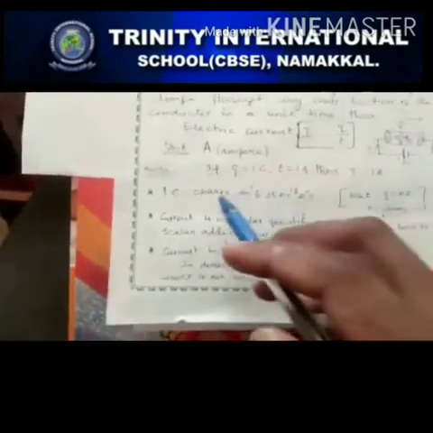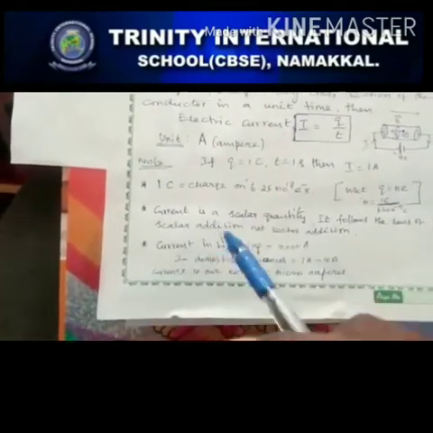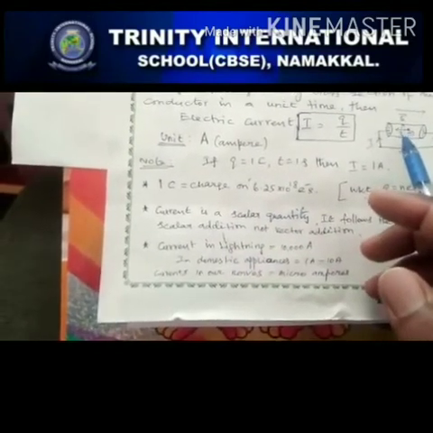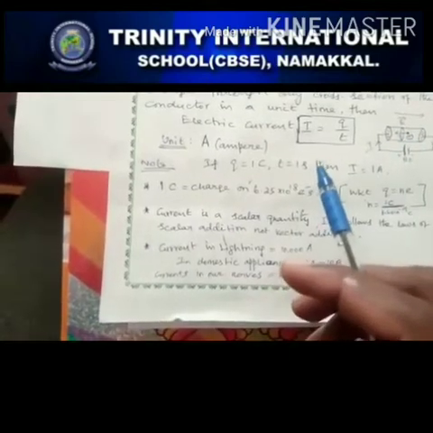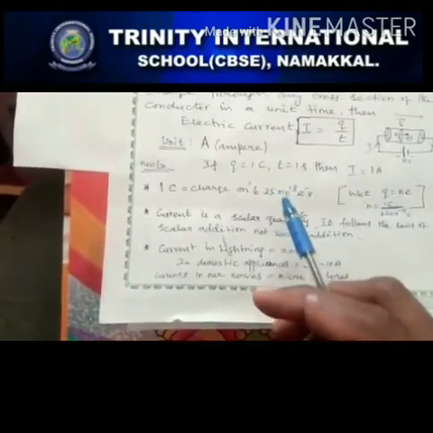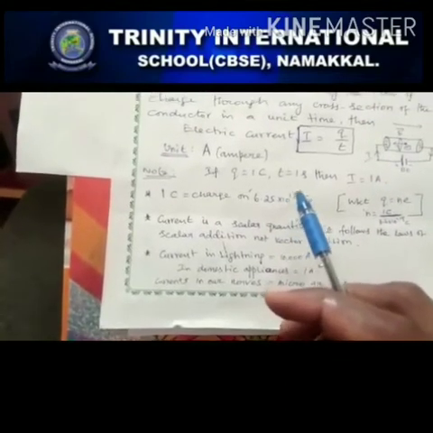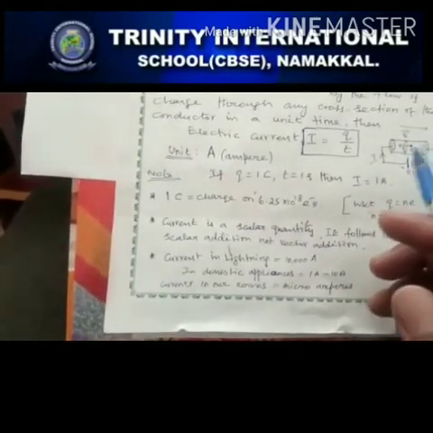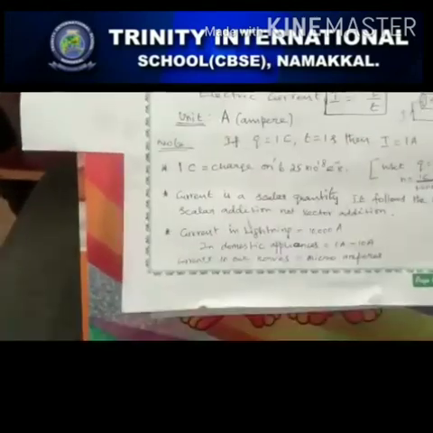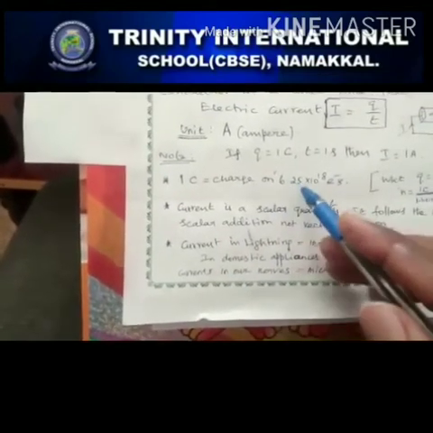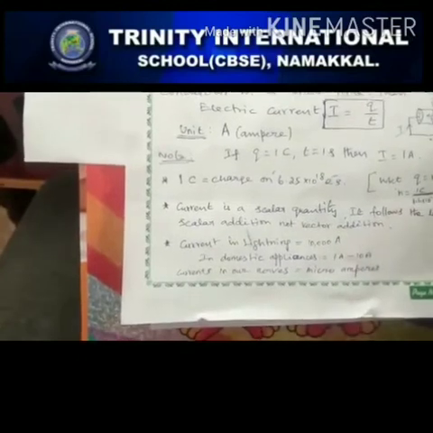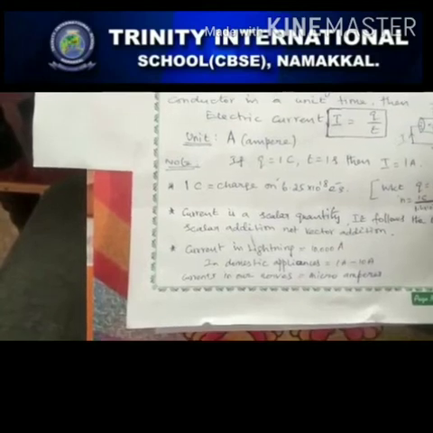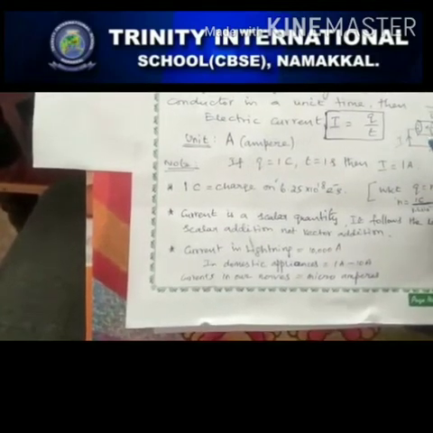By using this we can define the 1 ampere current. If 1 ampere current is passing through a cross section of any conductor, it means 6.25 into 10 power 18 electrons pass through that cross section in 1 second, that is unit time. So when 6.25 into 10 power 18 electrons pass through any cross section in 1 second, the current through the conductor is called 1 ampere.